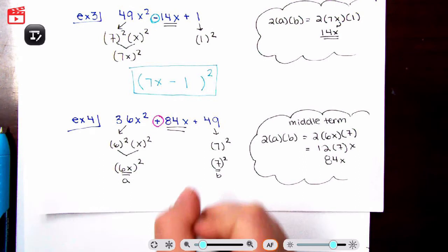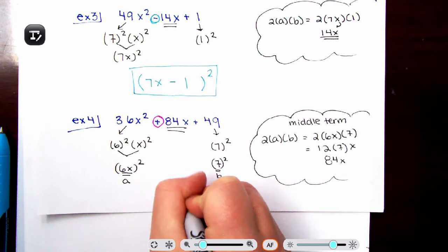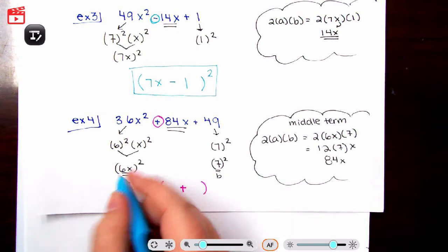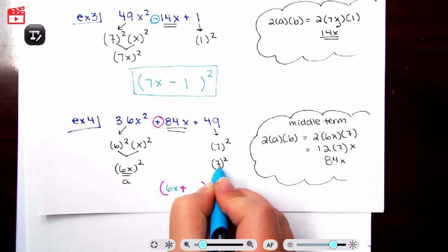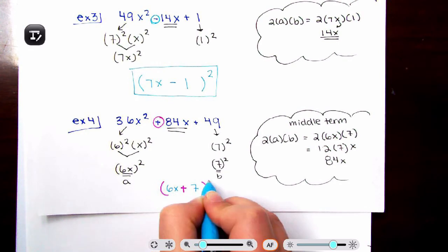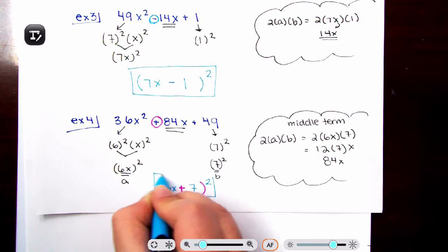It is a plus, so that means my binomial will have a plus in it. What's my a term? My a term is 6x. What's my b term? My b term is 7. Square it, and we are done.